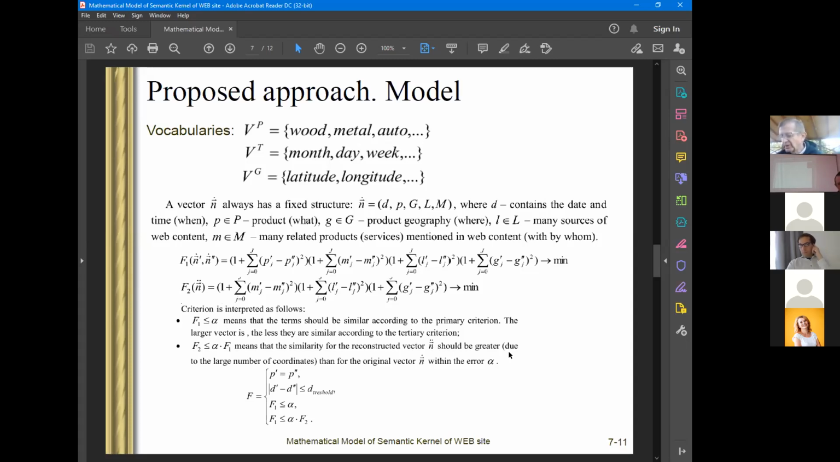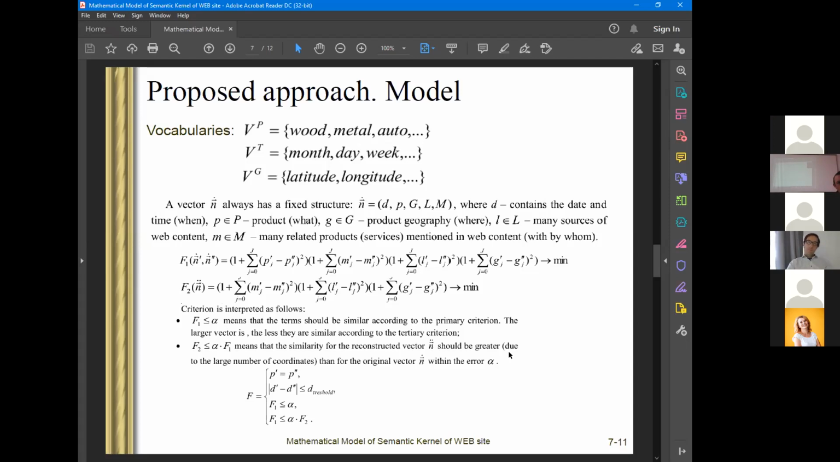Each component, dpgm, is a coordinate of the term, which takes a Boolean value: 1 if the term is in the kernel, and 0 if not. A component L describes the presence or absence of a link to a term on a web page on the internet. One vector n is not enough to describe the kernel.